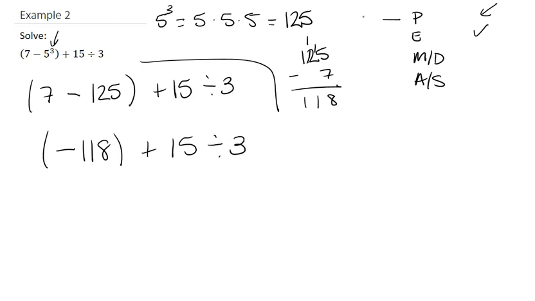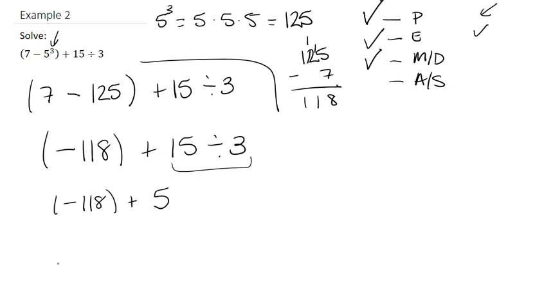So now we have dealt with our parentheses step, because we don't have any more operations. Next is exponents, but we don't have any exponents in this problem, so we can move on. The next thing to do is multiply or divide. And we can see we have a division problem right here. So we have negative 118 plus 15 divided by 3 is 5. So now we've dealt with that step, and all we need to do is add these 2 numbers together.